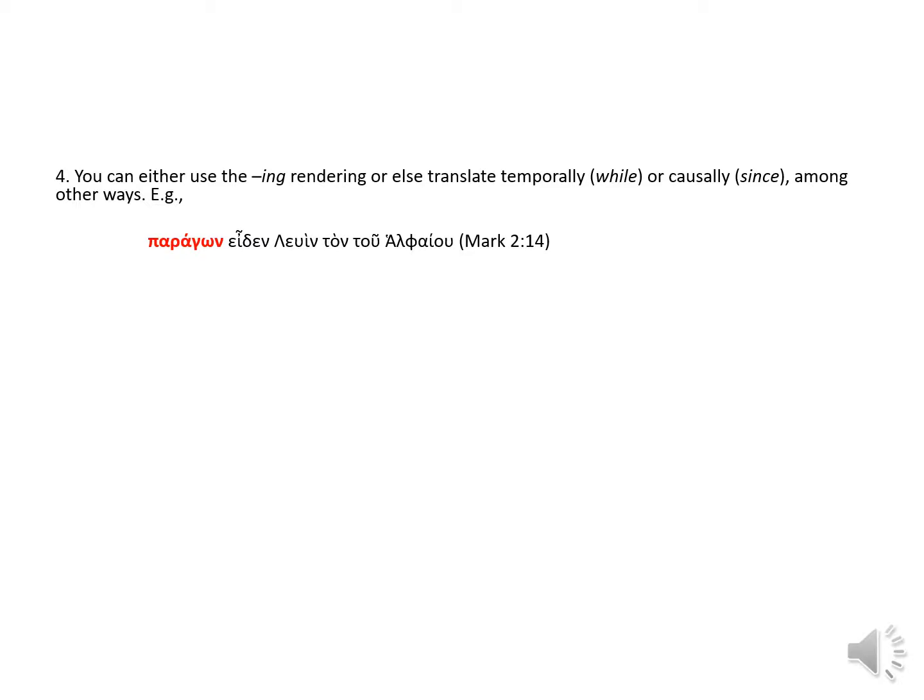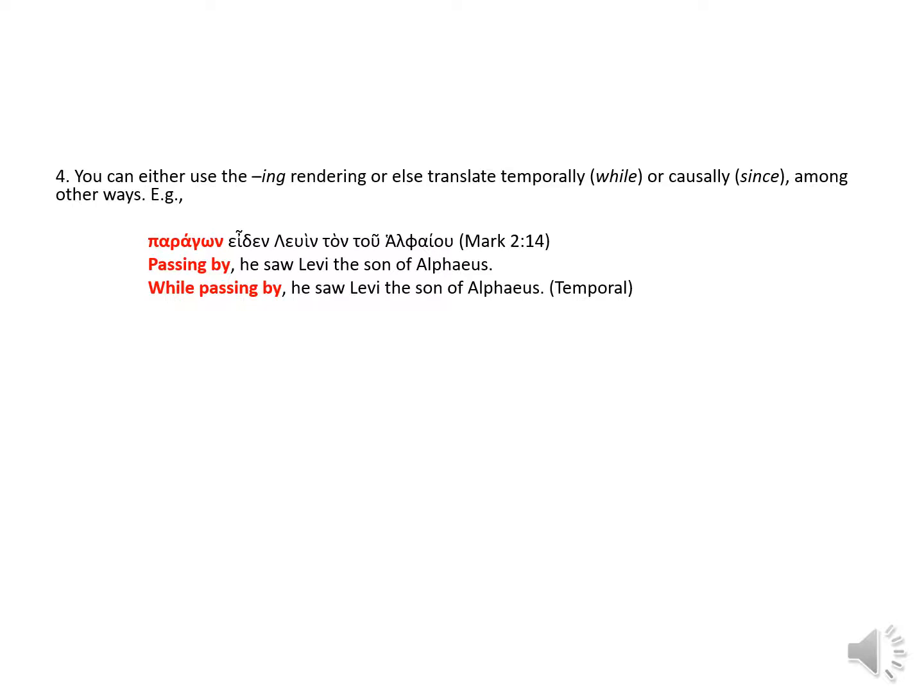So now in the previous example, passing by he saw Levi the son of Alphaeus. Easy enough. But if we want to, we can ask, what's the relationship between the passing by and the seeing? You might argue, well, it's basically a temporal relationship. And if it's temporal, you could say, while passing by, he saw Levi, the son of Alphaeus. So this is a more expansive way of translating the participle. How you would know to translate it temporally, you would just have to ask about the logic of the sentence and the relationship between the two actions.